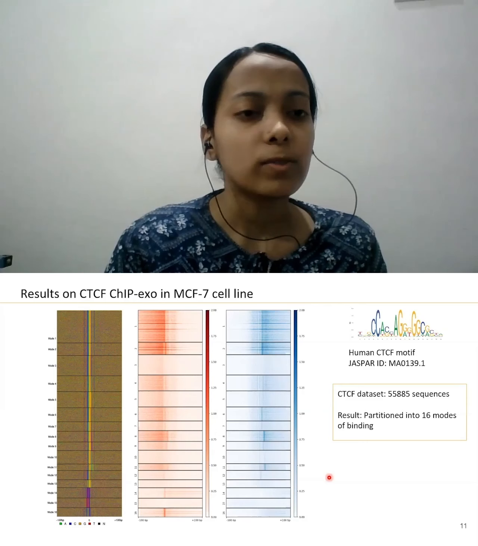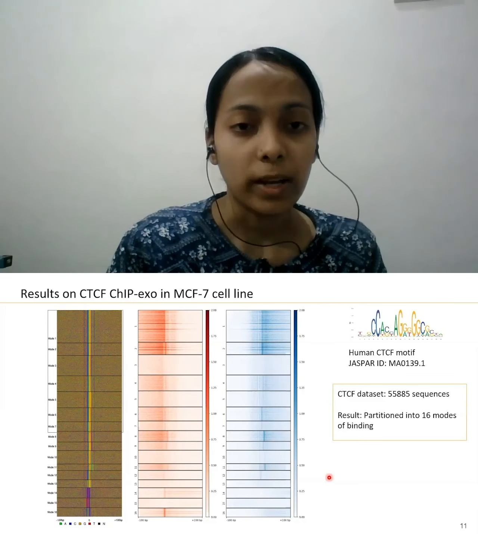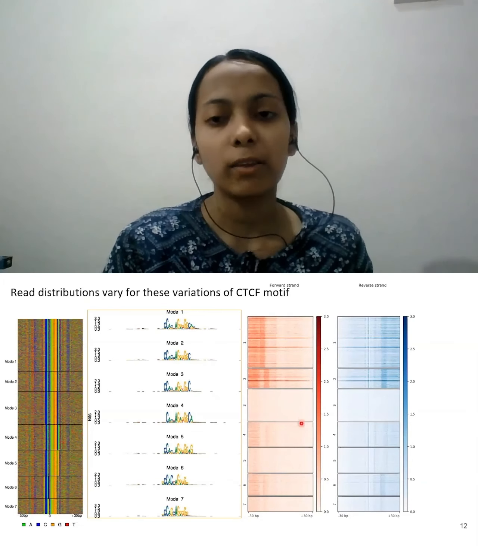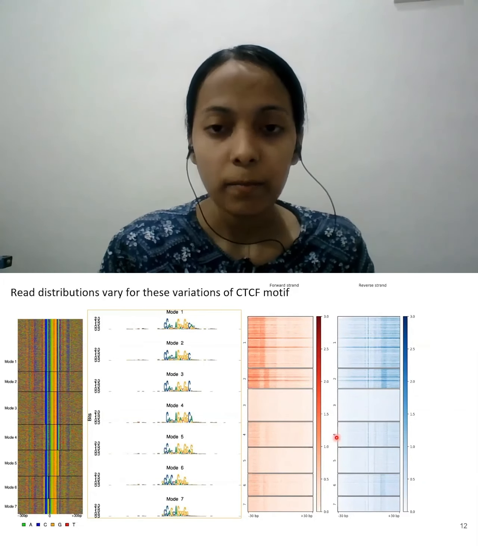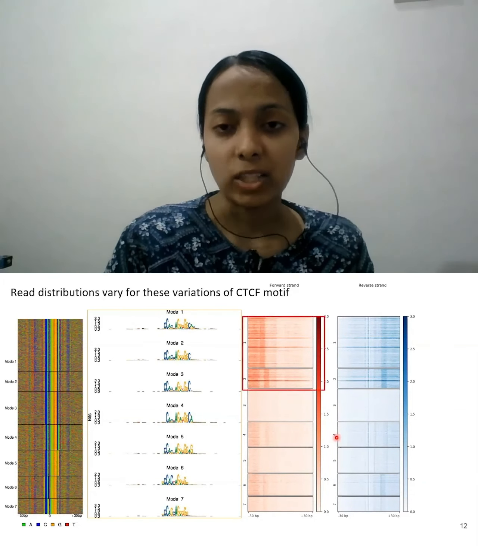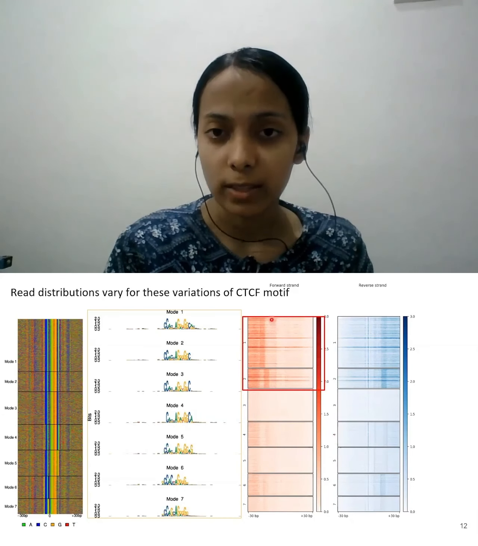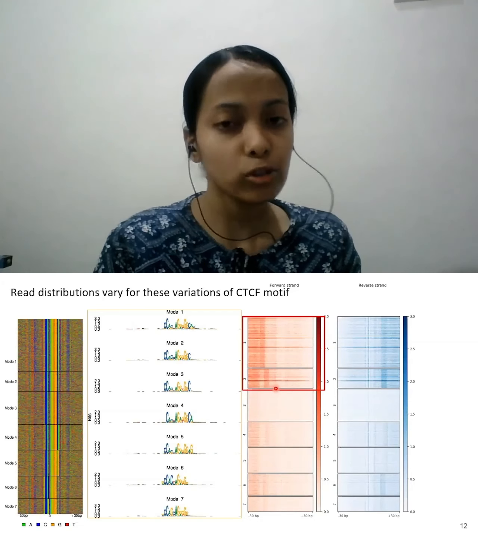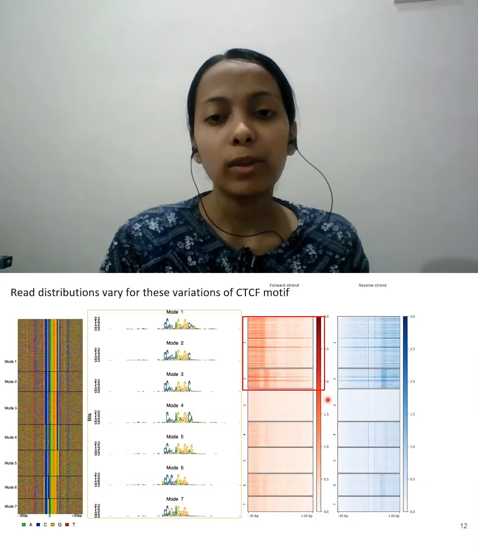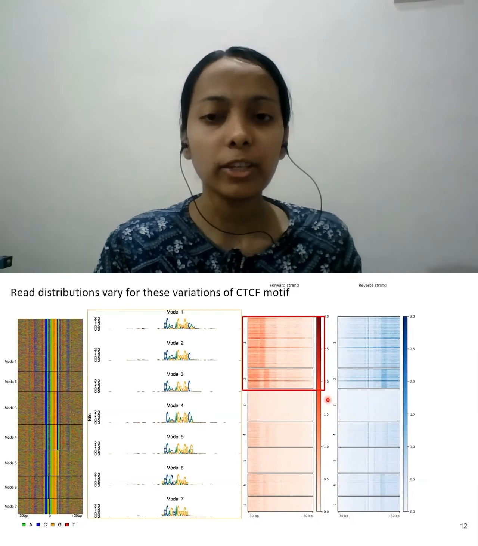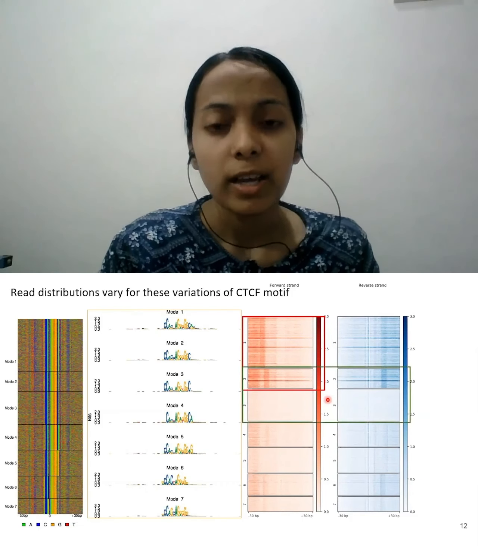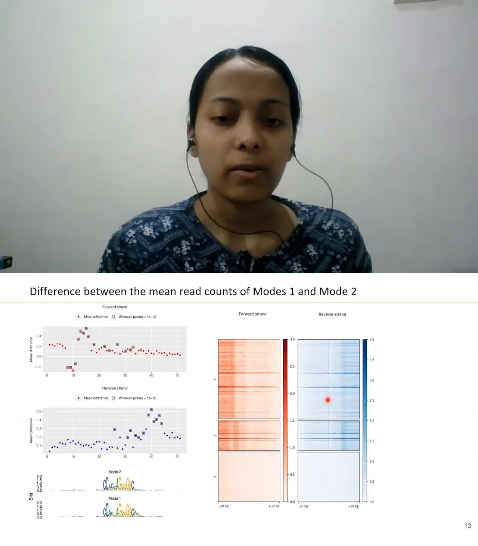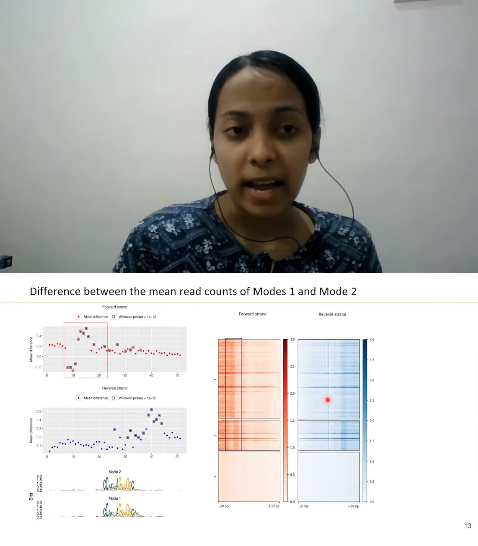So we look at modes 1 to 7 first. We go ahead and see that the motifs are pretty much similar. But if we look at modes 1 and 2, we see that there is a band of high concentration of read counts. And this band is also there in mode 2, but they are shifted. Now, if we look at modes 2 and 3, we see the read distributions are very, very different. So we take a closer look at modes 1 and 2. And here we look at those positions where we see the band.